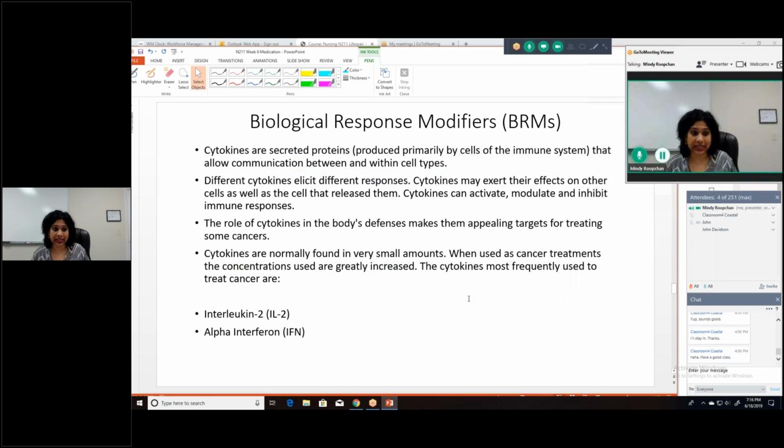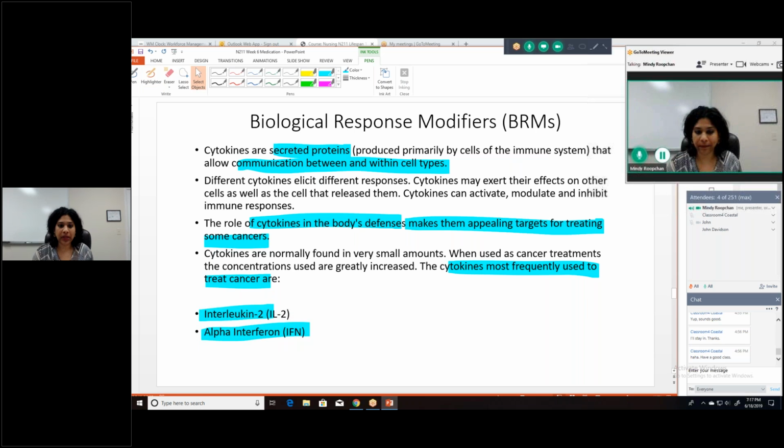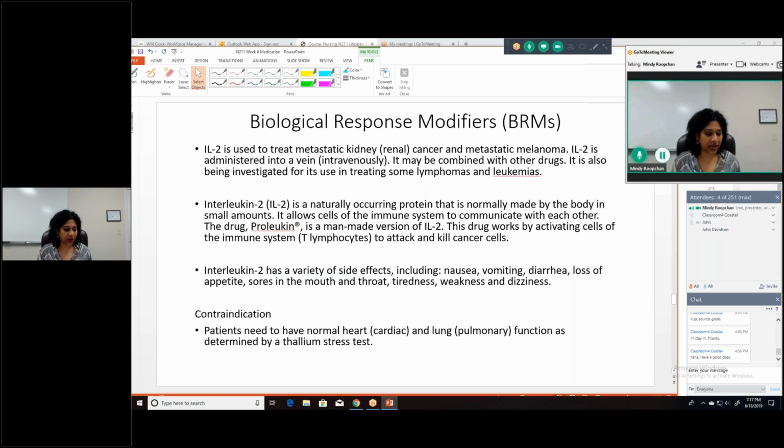So we call these cytokines. Cytokines are secreted proteins produced by cells of the immune system that allow communication between and within the cell types. The role of cytokines in the body's defenses makes them appealing targets for treating these cancers. The most frequently used to treat cancers are interleukin-2 and alpha interferon. I just put this information here so you guys are aware of what they are. It gets very biological here, but I just want you to be aware of what these do.